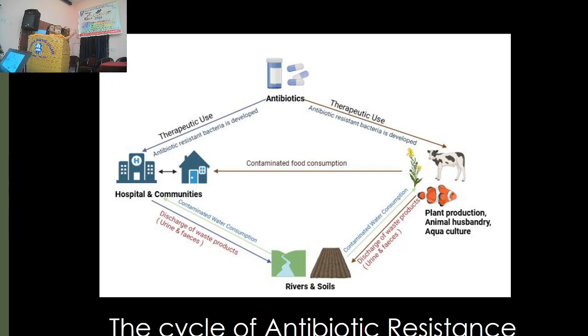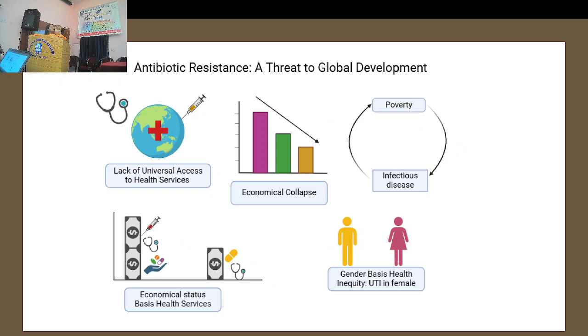If we check any one sector, it will not be cured. We have to check the multiple sectors in which it is happening. So it is not one singular factor, like the health of humans or animals. No, it's environment, animal health, human health. Every niche should be checked to curb antibiotic resistance. Next slide, please. So, as I said, it is becoming a big threat. That is not me, it is said by WHO that it is a big threat to humankind and it is impacting health, economy, poverty, economic status as well as gender balance.